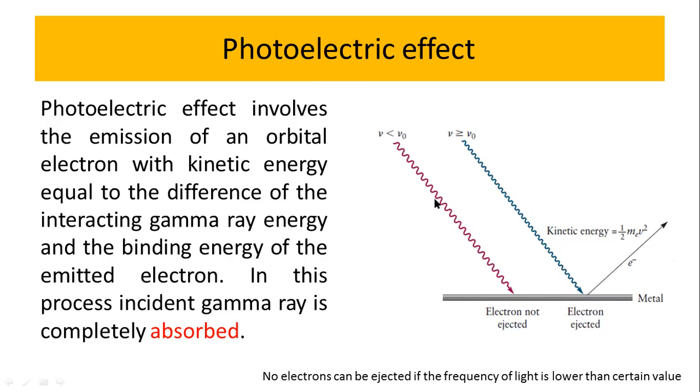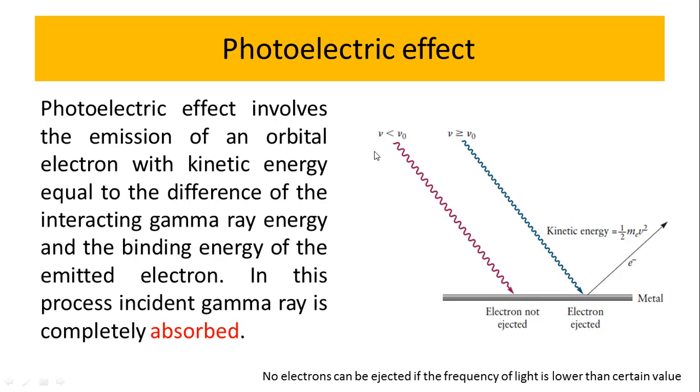But there are certain limitations here. The photoelectric effect involves the emission of an orbital electron with a kinetic energy equal to the difference between the interacting gamma ray energy and the binding energy of the emitted electron. This is very important. Let's suppose this is the matter or material on which the gamma ray is going to interact. If the frequency of the light or gamma ray is lower than a certain value, this frequency ν₀ is the threshold value, that means the minimum value required for the removal of the electron.